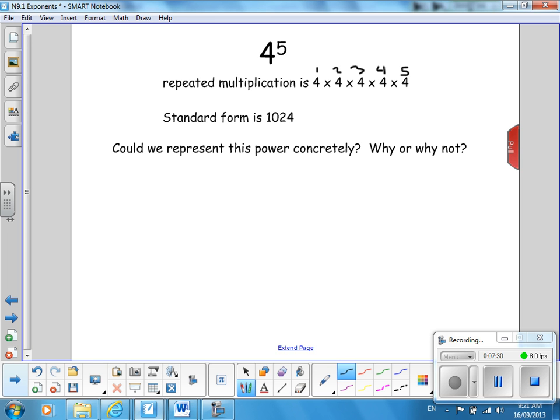Could you represent this concretely? So that means, could we build it? Not very easily. We don't have the capability, or at least I don't have the capability, to draw a 5-dimensional figure. Some computer programs might be able to do that. But it is very hard. It's not like a cube where we can take a bunch of linking cubes and build it, or a square when we can take a bunch of squares and make a bigger one. It's hard to make a 5-dimensional object.